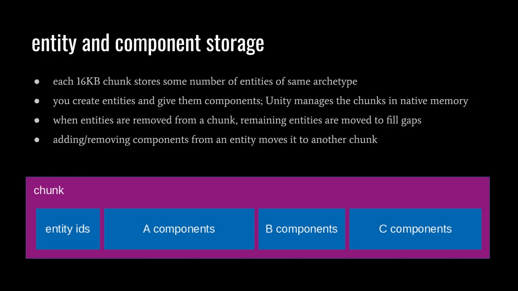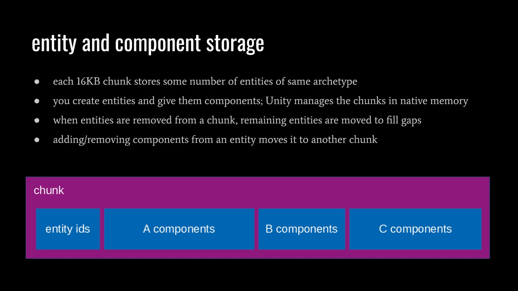The key to understanding ECS is to understand how it stores the entities and their components. A chunk is a 16 kilobyte block of natively allocated memory that stores some number of entities with the same archetype. In this diagram, for example, we have a chunk storing entities with components of types A, B, and C. The chunk then is split into four parallel arrays, the first for storing the entity IDs, the second for storing the A components, the third for storing the B components, and the fourth for storing the C components. Because components come in different sizes, the number of entities that can be stored in a chunk varies.